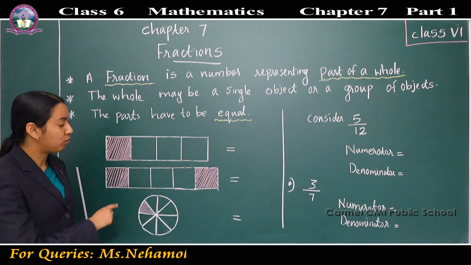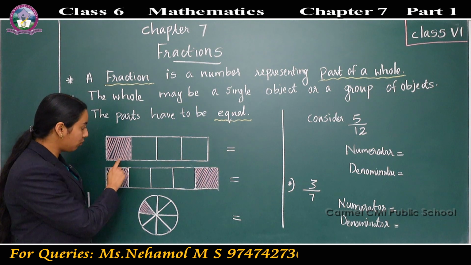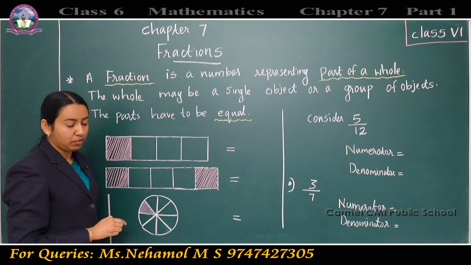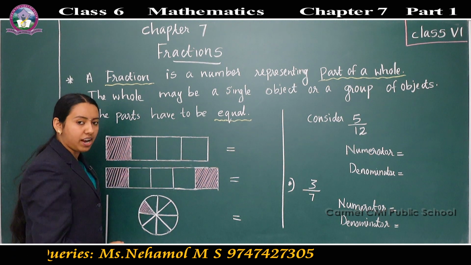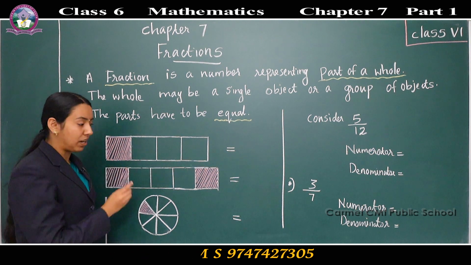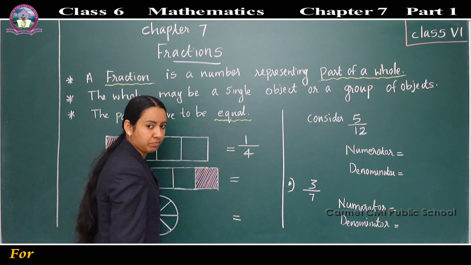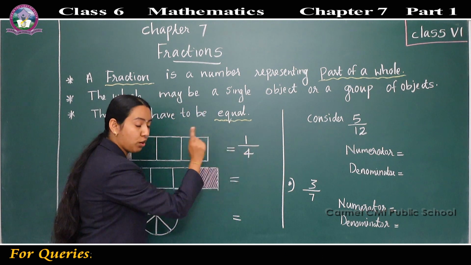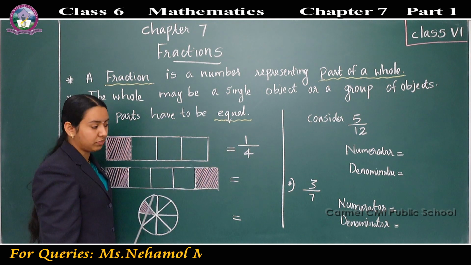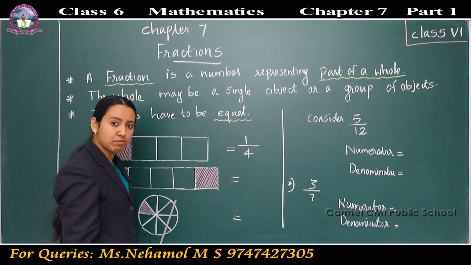Consider an example. One rectangular block is given here and it is divided into 1, 2, 3, 4 equal parts. And out of these 4 parts, one part is shaded. We can represent it mathematically as 1 by 4. That means one part out of 4 parts. 1 by 4 is a fraction. This is an example of a fraction.